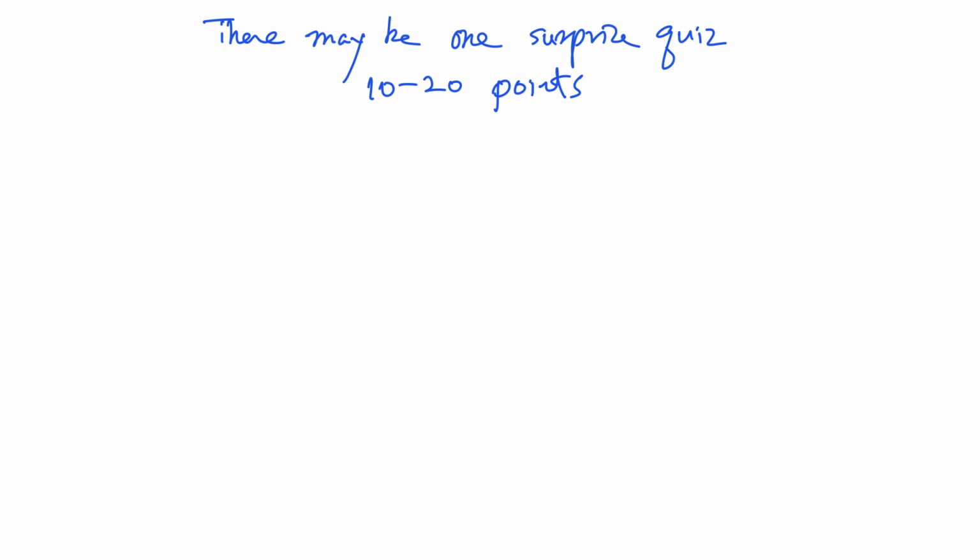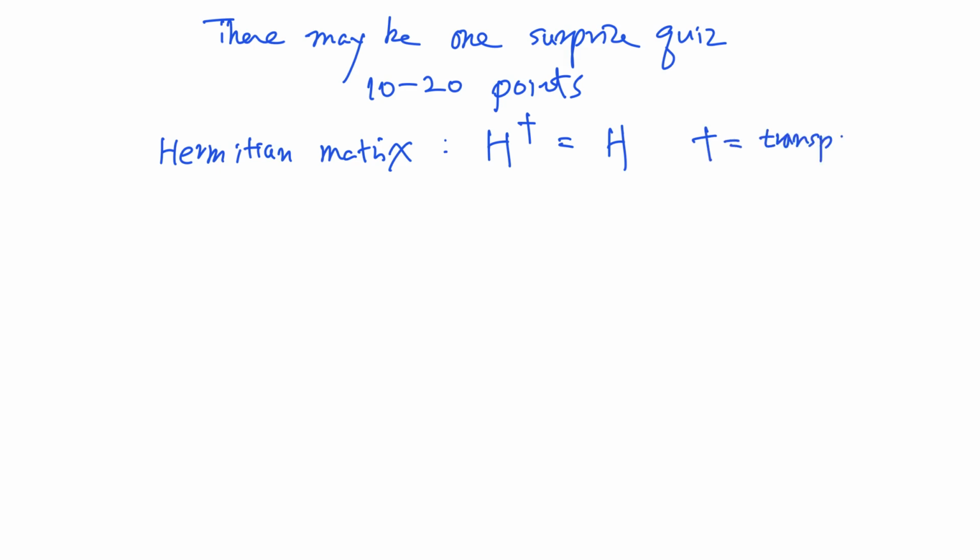So we have been discussing the properties of a Hermitian matrix. A Hermitian matrix is such that, as a property, H dagger is H. So dagger means transpose and complex conjugate.